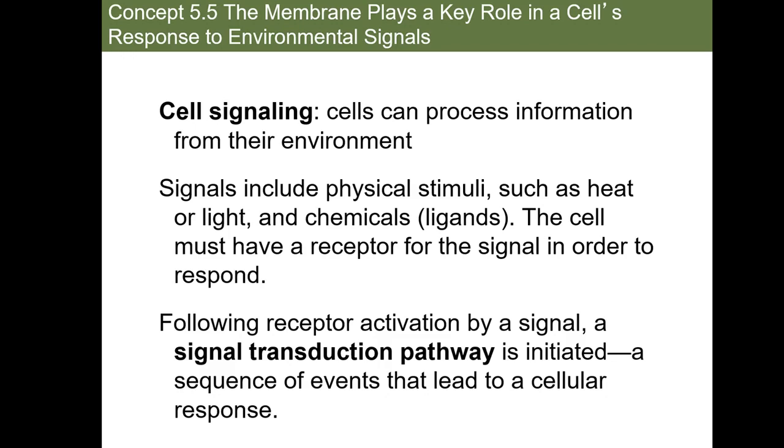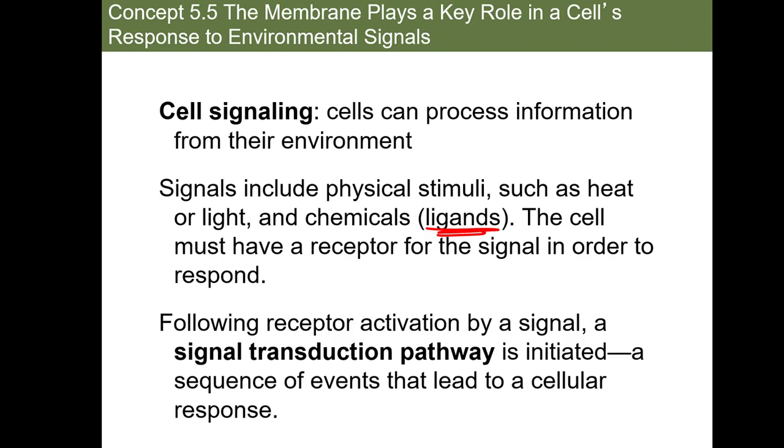So now we're on to section 5 of chapter 5, cell signaling. The membrane plays a key role in a cell's response to environmental signals. Cells can process information from their environment. Signals include physical stimuli such as heat or light, and chemicals, which are ligands, those specific chemicals that the receptors bind to. The cell must have a receptor for the signal in order to respond, though.